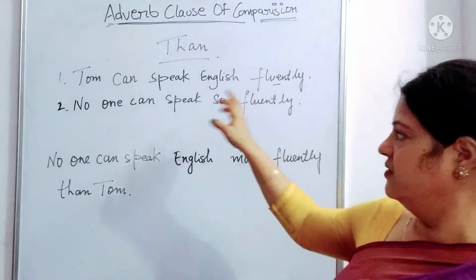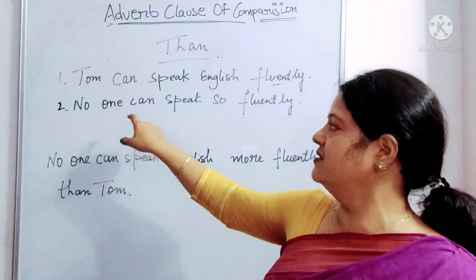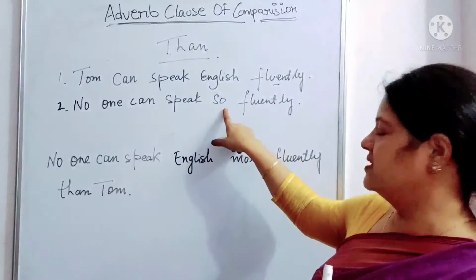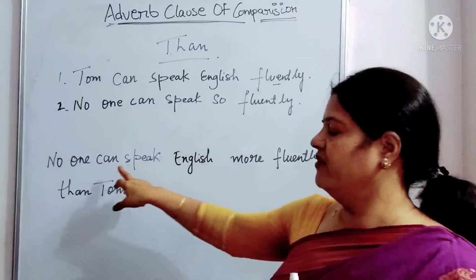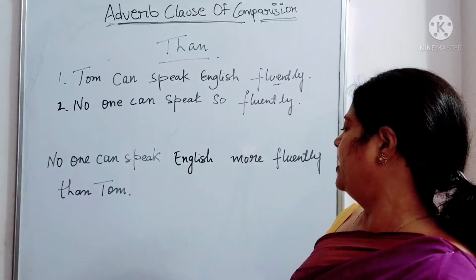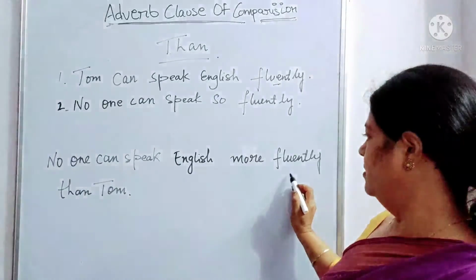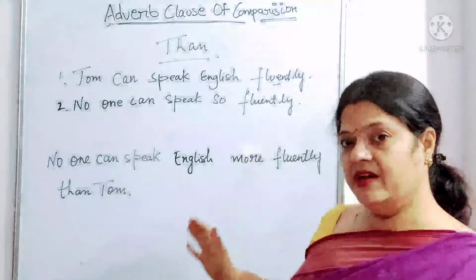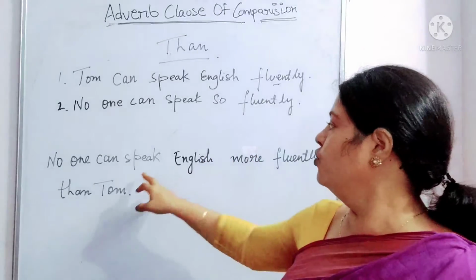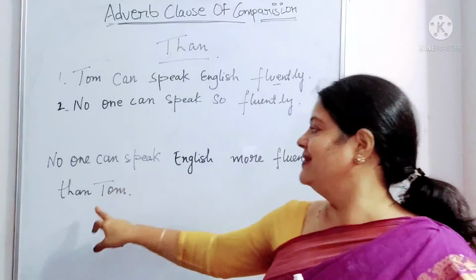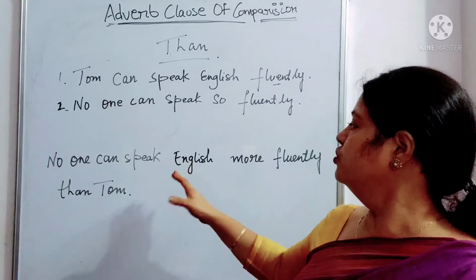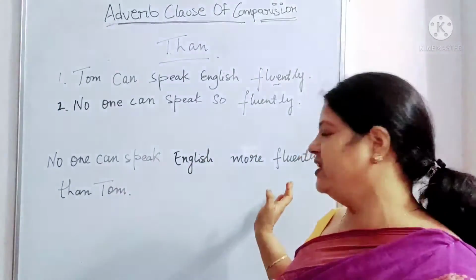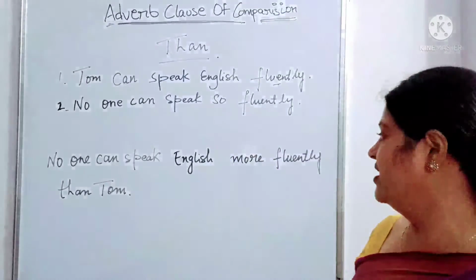Now we will take the second sentence, which is showing comparison. We'll write it like this: No one can speak more fluently, because instead of "so" we'll write "more." So it will become: No one can speak English more fluently than Tom. We are using the conjunction "than." Now it has become a complex sentence. We have the principal clause, "No one can speak English," and "more fluently than Tom" is the subordinating adverb clause of comparison of degree.